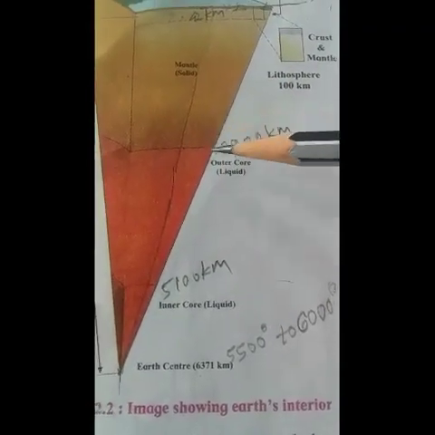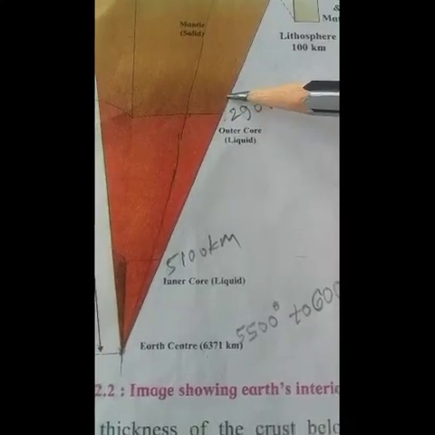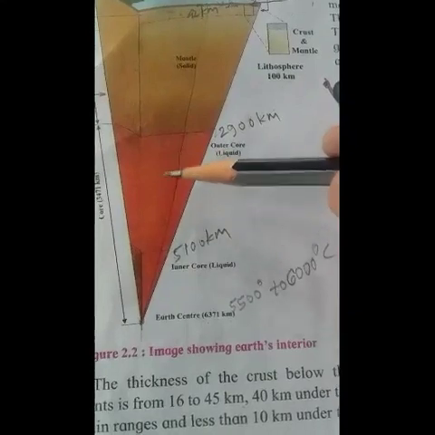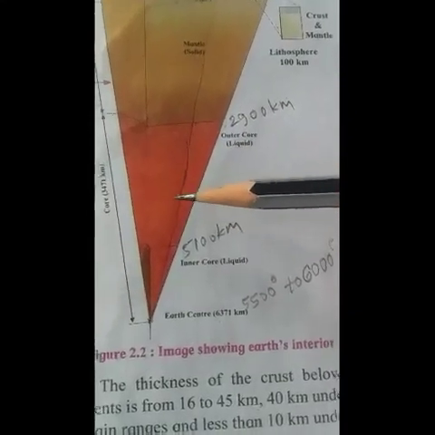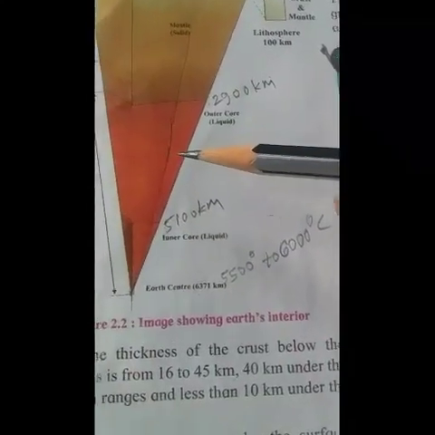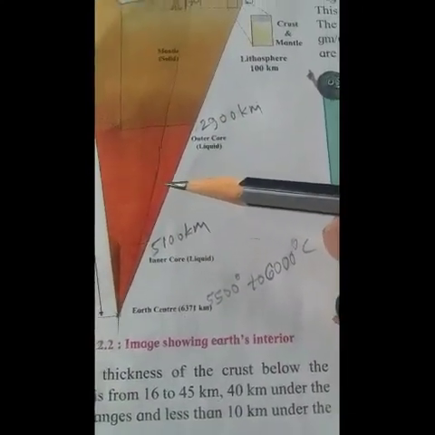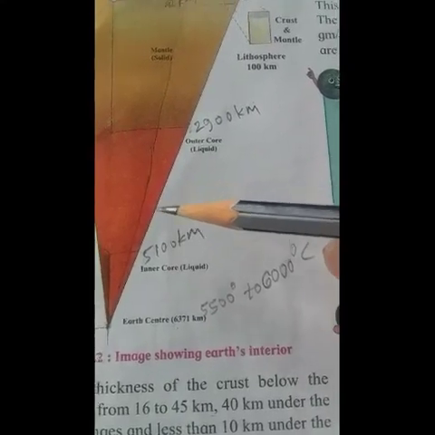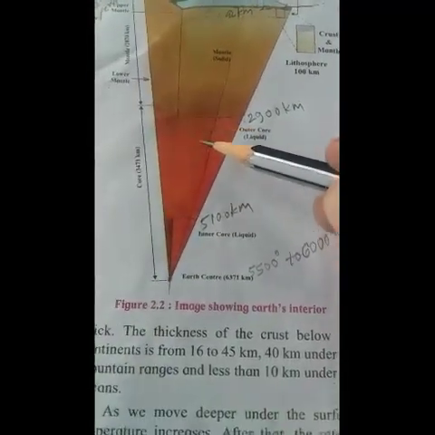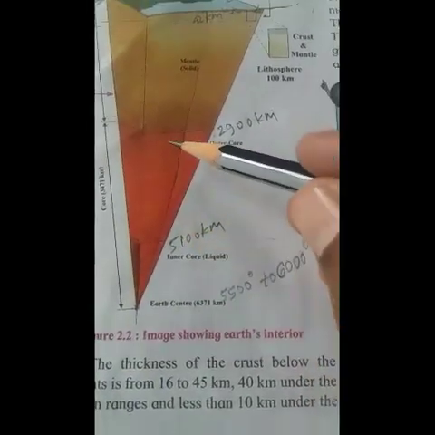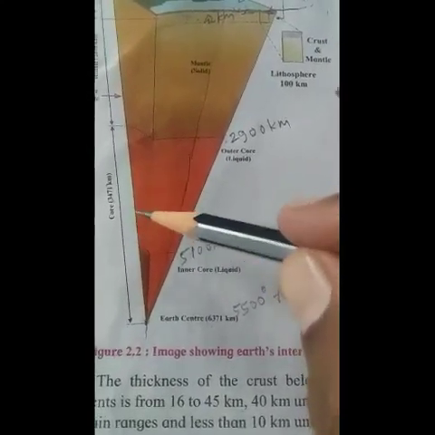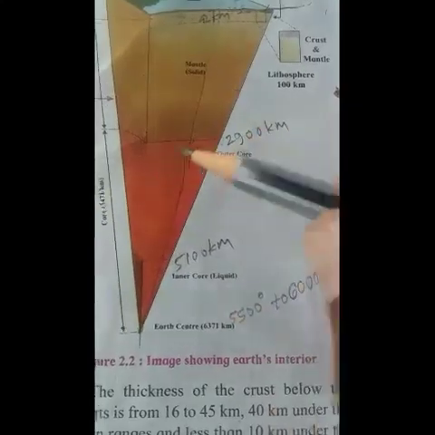Do you know there is a discontinuity between mantle and core too? This discontinuity is named after Gutenberg, the Gutenberg discontinuity. Beno Gutenberg, a scientist, discovered this discontinuity at the depth of 2,900 kilometers beneath the Earth's surface. In this zone, the velocity of primary waves decreases and secondary waves completely disappear.